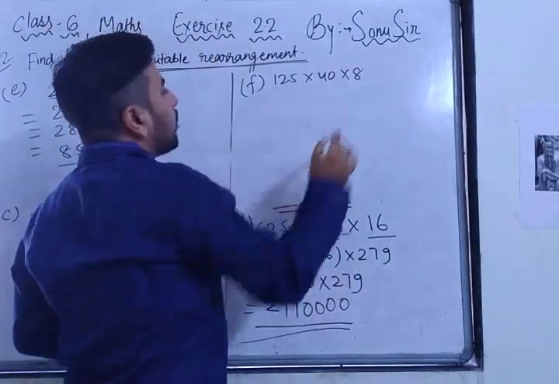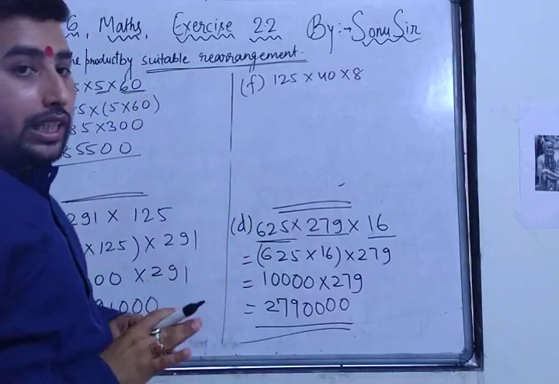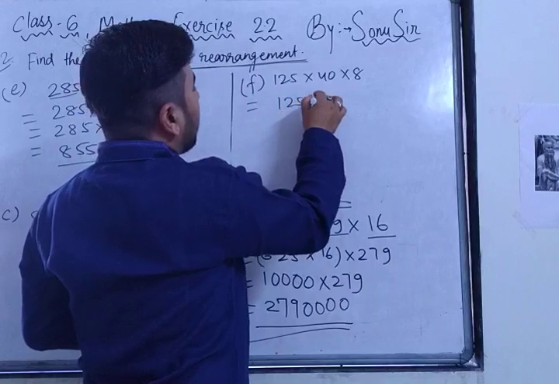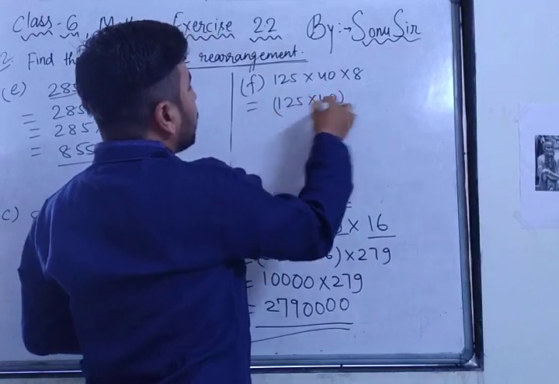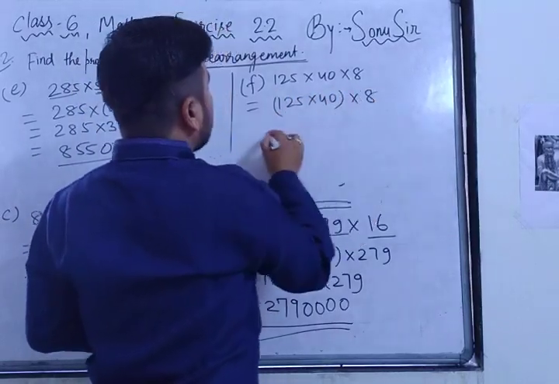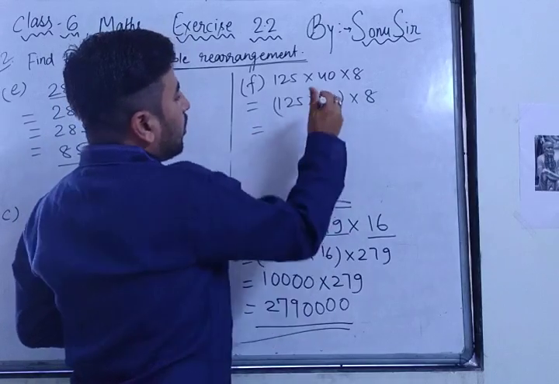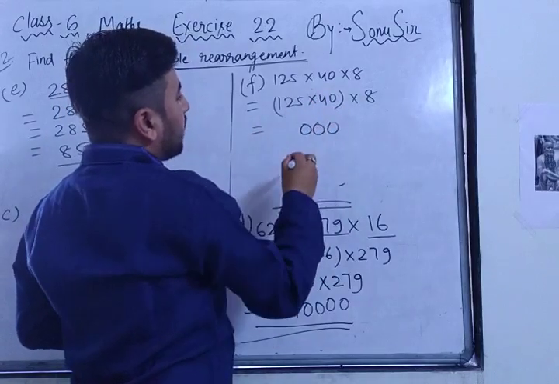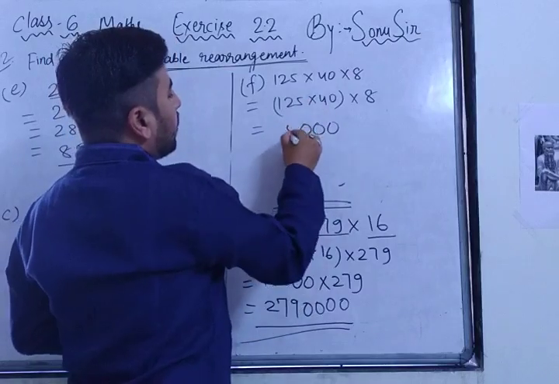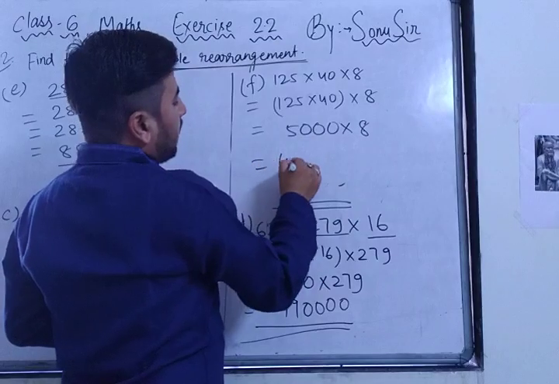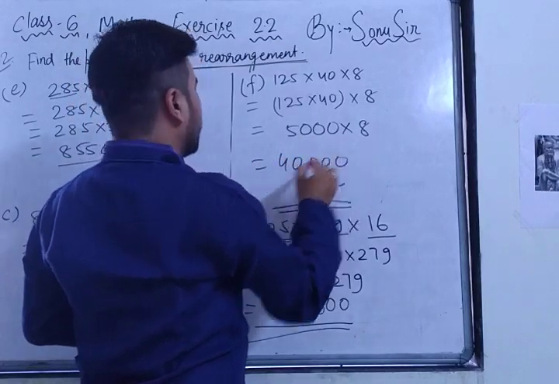See here, these also you can do very easily if you know them. If you don't know, then also it's not an issue. 125 into 40, take these two numbers. 0, 5 4s are 20. 2, 4 2s are 8, 2, 10. 1, 4 1s are 4, 1, 5. 5,000 into 8. 8 5s are 40, and 000. So 40,000 will be the answer.